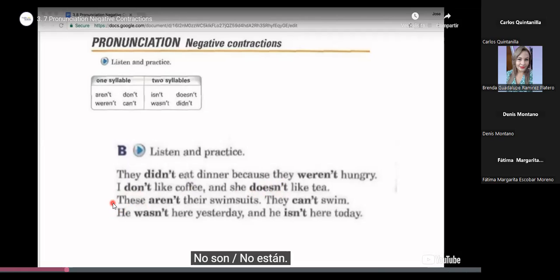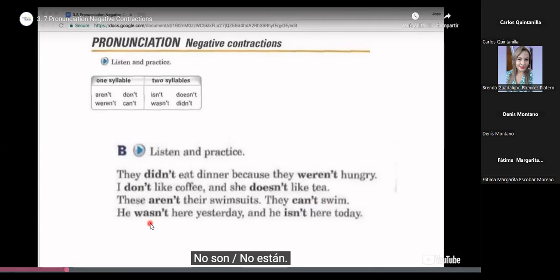Siguiente, ¿quién es la tres, clase? Number three. Una sílaba, acuérdense esta. These aren't their swimsuits. They can't swim. Okay. Aren't y este. Nos daba incluso la idea de alargar un poco más la N. Can't swim. Great job. The last one.